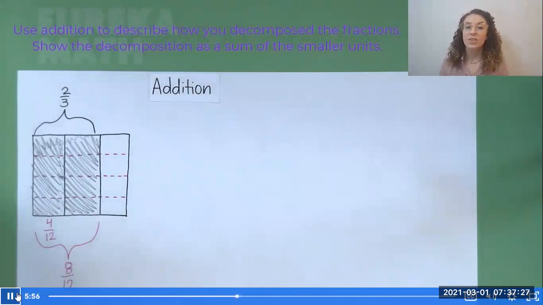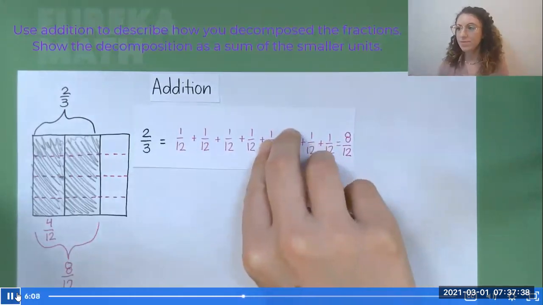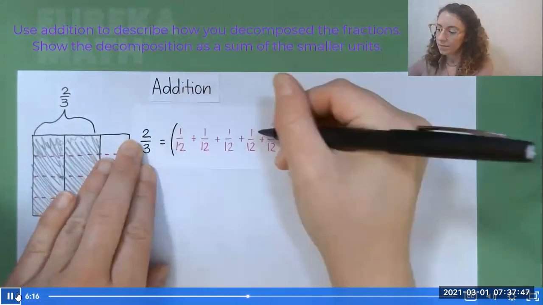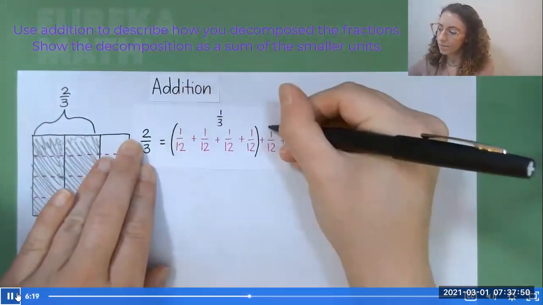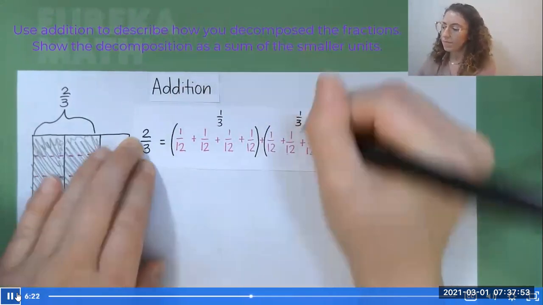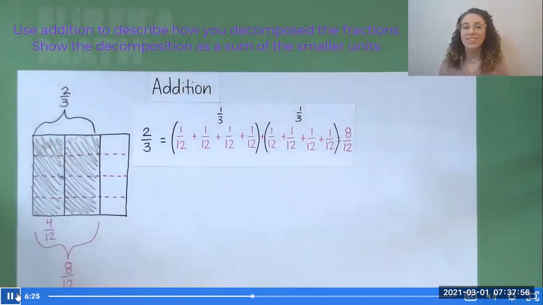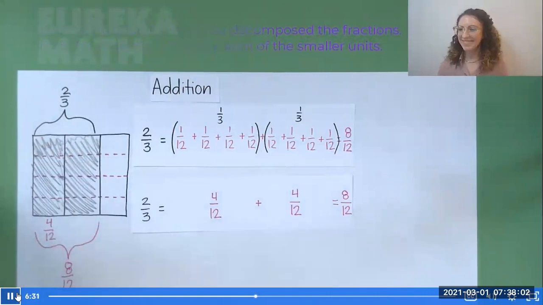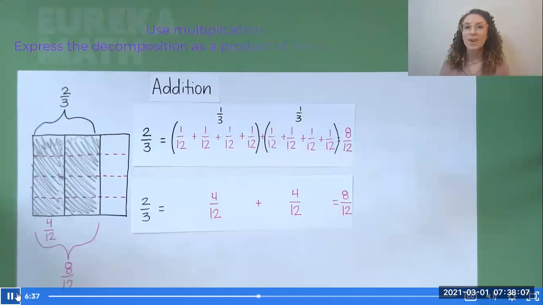There are many ways to show this decomposition. Here are two you might have done. You might have added up 1/12 8 times. Or maybe you grouped 4/12 together to show each third. And added 4/12 twice. Now use multiplication. Express the decomposition as a product of the smaller units.